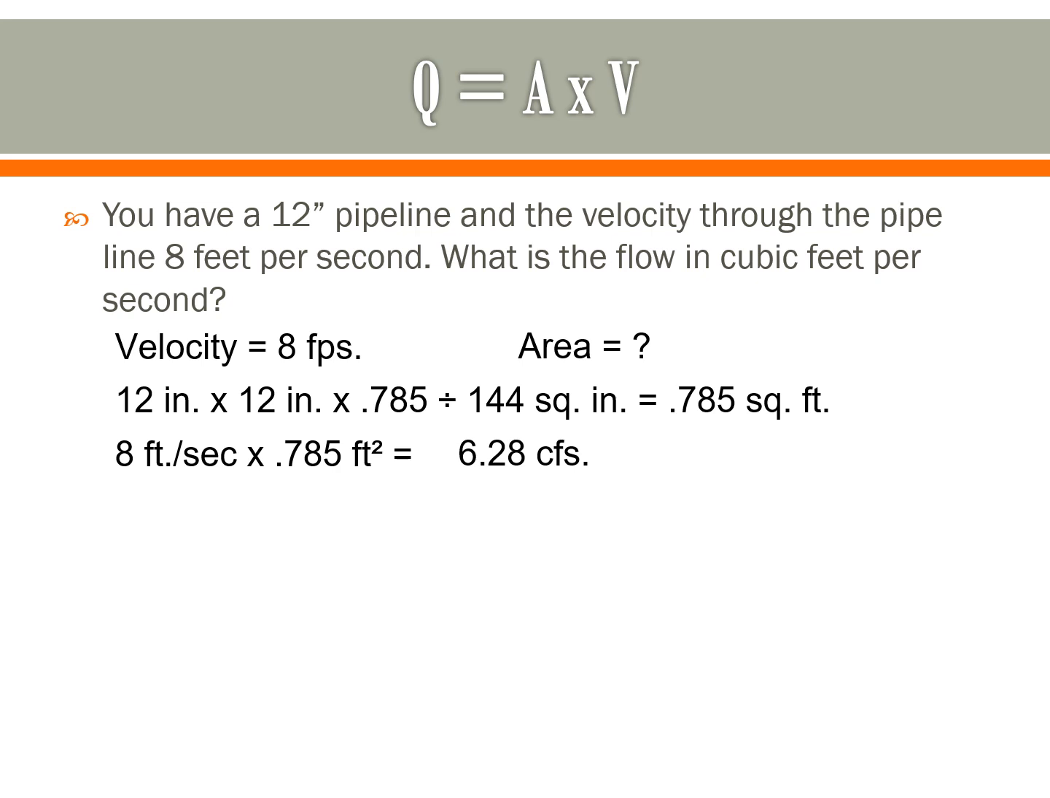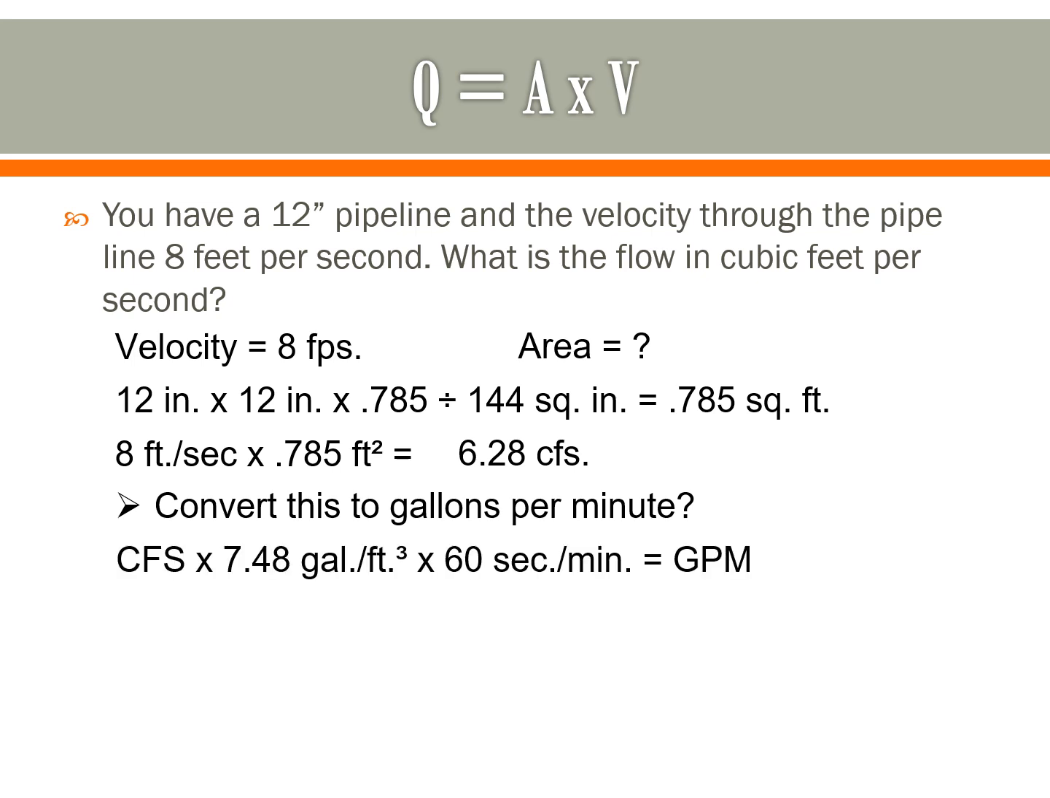There you have it. So let's say that the problem asked you to take this a step further, right? Let's say that we needed to convert this to gallons per minute. What would you do, right? Well, I think we're pretty comfortable at this point. We know that we would take our cubic feet per second times 7.48 gallons per cubic feet times 60 seconds per minute to get our gallons per minute. Or you could just use a shortcut, right? Cubic feet per second times 449 gallons per minute per cubic feet per second, and you get gallons per minute.